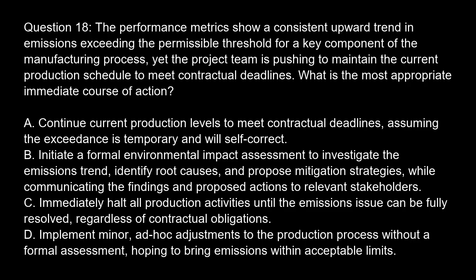Option A. Continue current production levels to meet contractual deadlines, assuming the exceedance is temporary and will self-correct. Option B. Initiate a formal environmental impact assessment to investigate the emissions trend, identify root causes and propose mitigation strategies, while communicating the findings and proposed actions to relevant stakeholders. Option C. Immediately halt all production activities until the emissions issue can be fully resolved, regardless of contractual obligations. Option D. Implement minor, ad hoc adjustments to the production process without a formal assessment, hoping to bring emissions within acceptable limits.